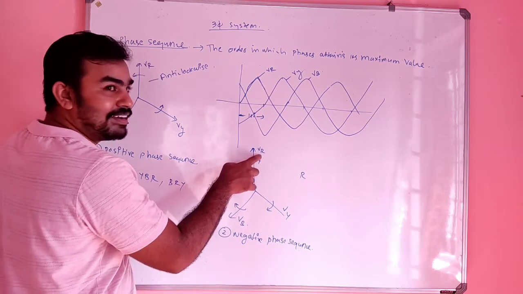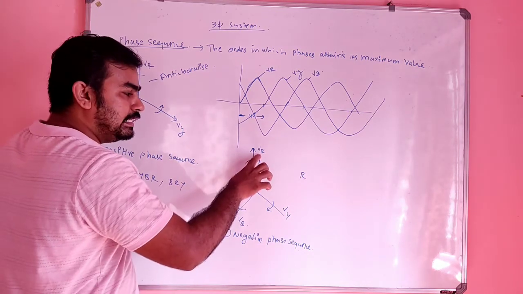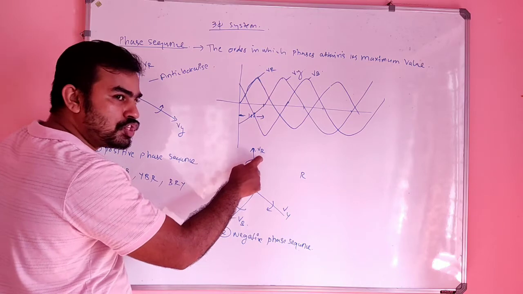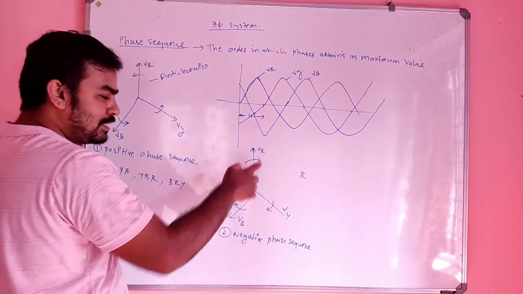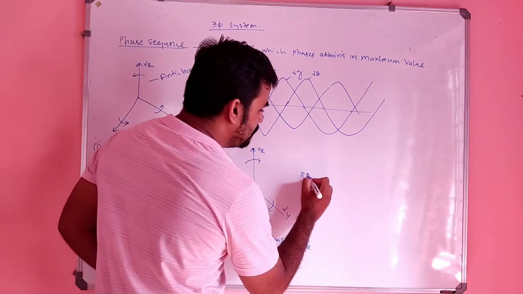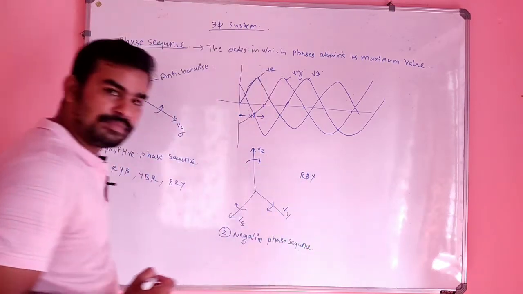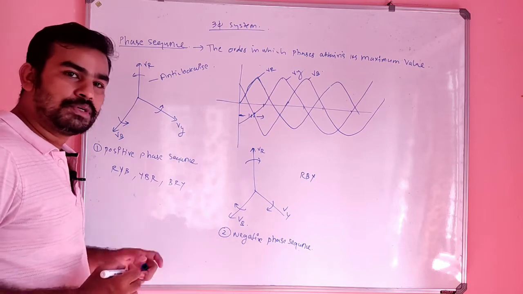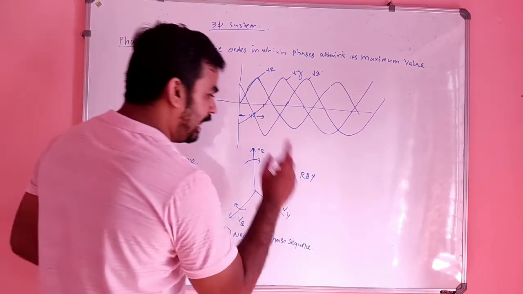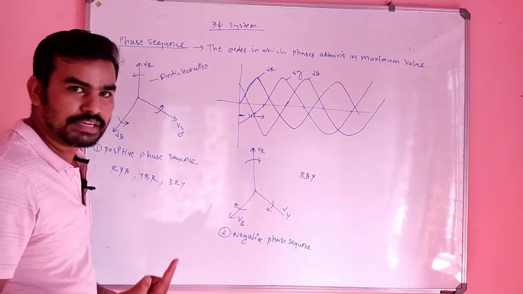This VB will come here, right? That means this VB will attain the position of R. So this will be B, and again you turn, it will be Y. So RBY is a negative phase sequence.